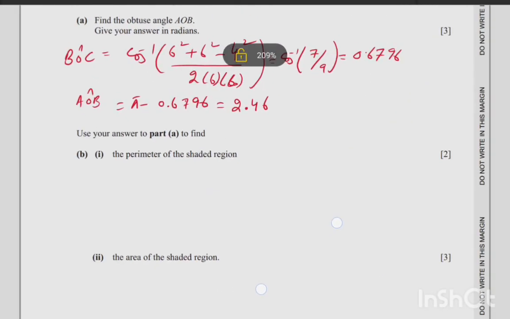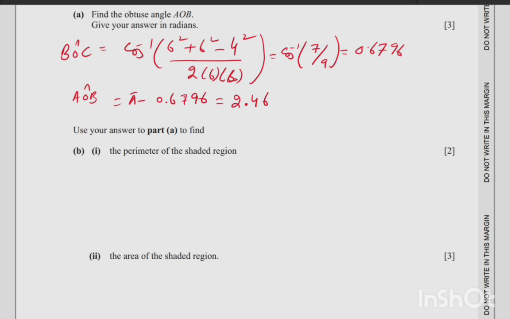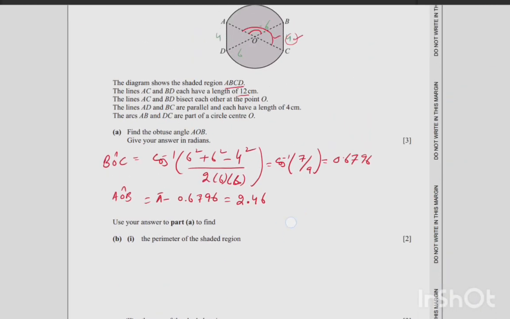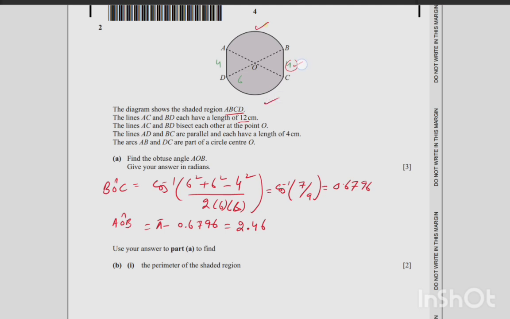Now the second part. Here we have to use the answer of part 1 and find the perimeter of the shaded region. What is the shaded region? The perimeter of the shaded region is this one, this one, this one, this one. First of all, we know that 2 times 4, because there are two of them, here and here. Now what is this? Dear students, it's a very simple thing. This is making an arc, this is making the sector, and this is our arc length.